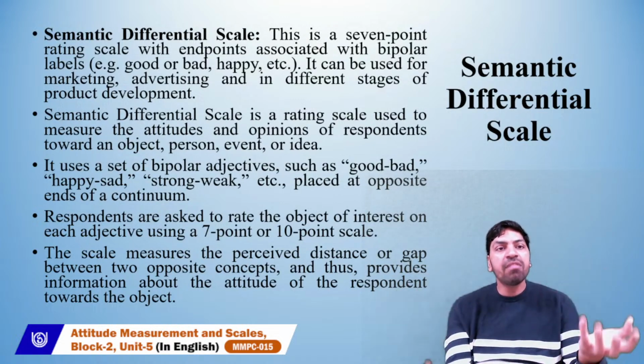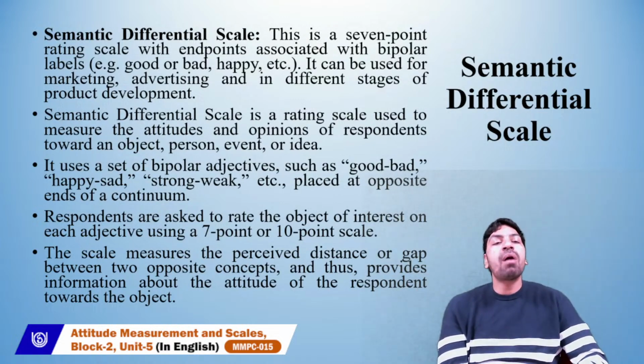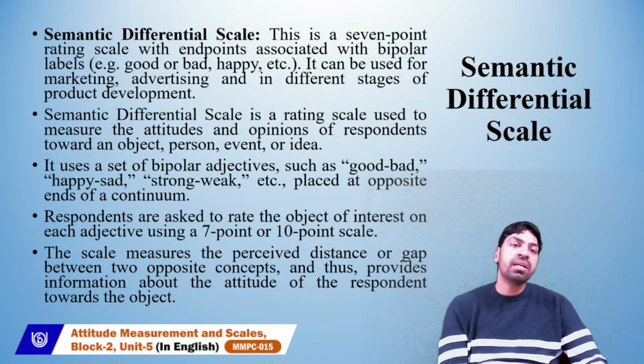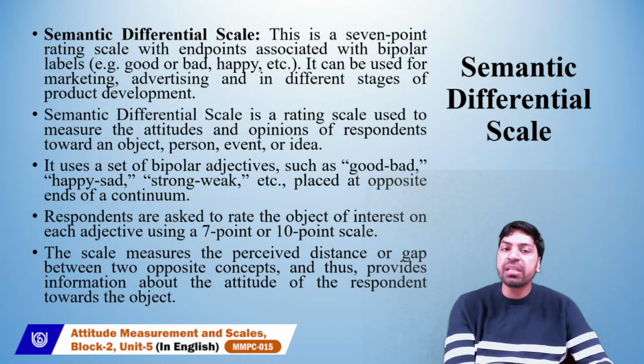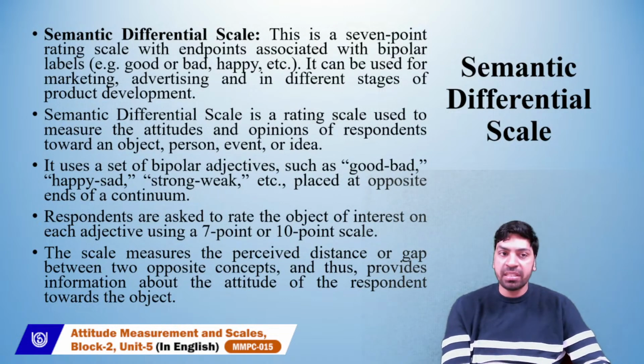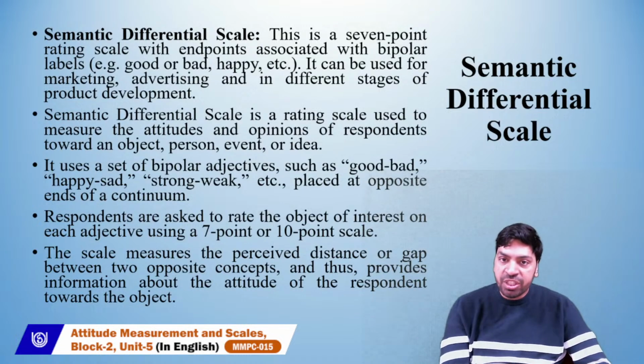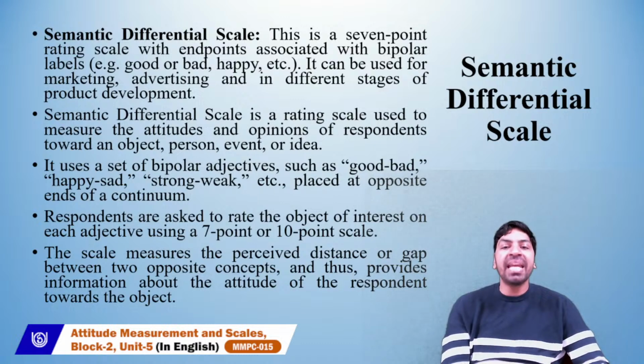So such type of assessing about the products, a researcher can use the symmetric differential scale. Symmetric differential scale is a rating scale used to measure the attitudes and opinions of the respondents towards an object, person, event, or idea. It uses a set of bipolar adjectives like good, bad, happy, sad, strong, weak, placed at opposite ends of the continuum.